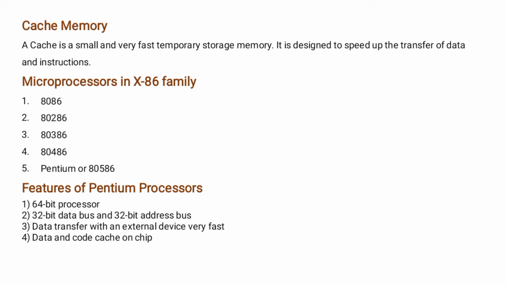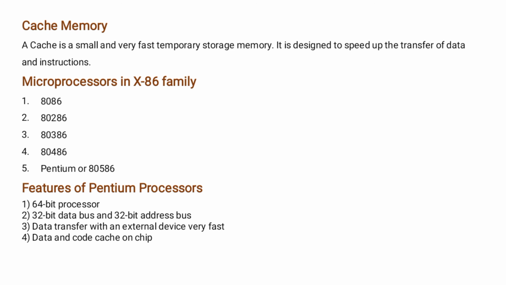Next is the 80486 microprocessor. The 80486 microprocessor is a 32-bit microprocessor introduced in 1989. It has a 32-bit address bus and 32-bit data bus. It is basically a large integrated circuit. It has DX and SX versions. This processor achieves high-speed operation.